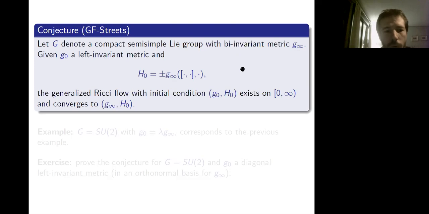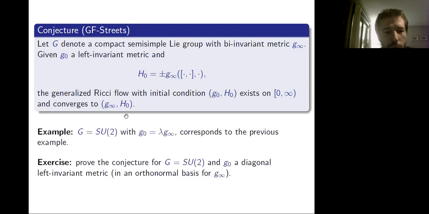Okay, so let me give you examples. For G equals SU2 with G0 equals lambda times G infinity, so when we have a multiple of the invariant metric, this corresponds precisely to the previous example, identifying SU2 with a 3-sphere. And now an exercise in ODE that you can do is to prove the conjecture for G equals SU2 and G0 not being a multiple of G infinity, but a diagonal left invariant metric in an orthonormal basis for G infinity. And a spoiler is that this is written down quite explicitly in the book. Okay, so with this I finish this part.